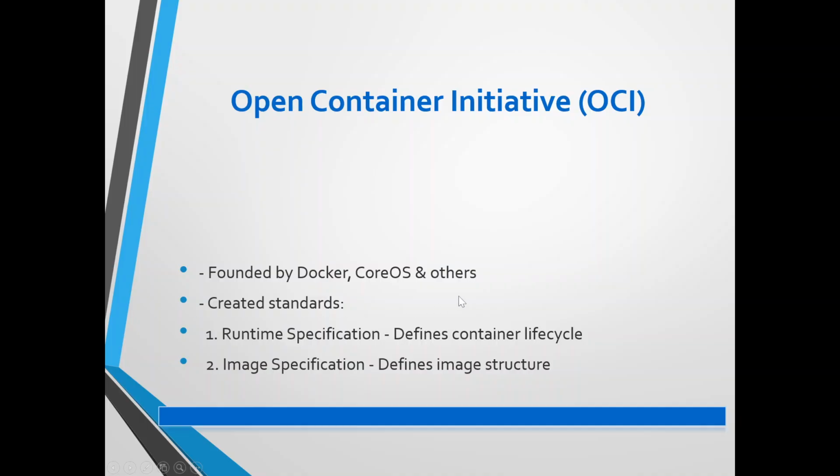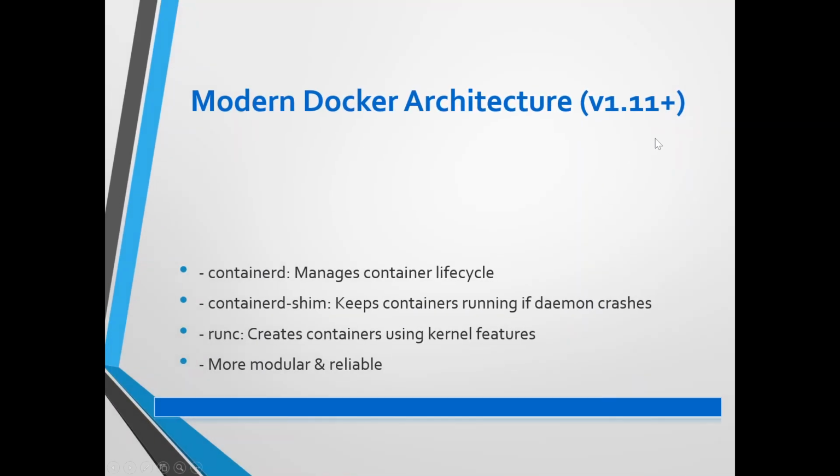Now we'll see the modern architecture of Docker from version 1.11 plus. Here you can see Docker was broken down into smaller components for better flexibility. Here you can see containerd. It manages the container life cycle like create, start, stop. Next comes containerd-shim. It keeps the container running if the daemon crashes. And after that you can see runc. It creates the container using kernel features.